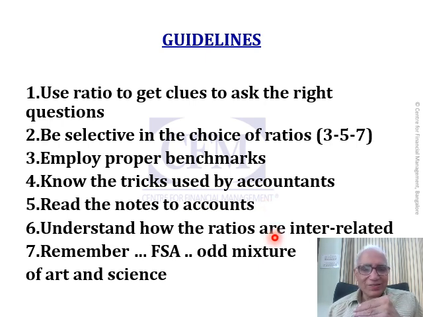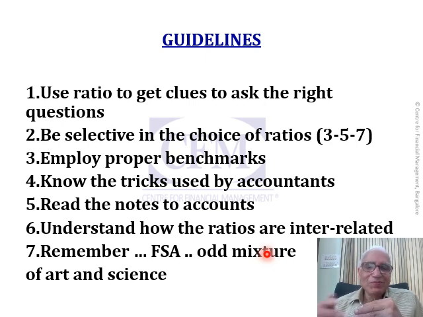6. Understand how the ratios are interrelated. We have seen that ratios are interrelated. The most important equation in financial statement analysis is the extended DuPont analysis, which says return on equity is the product of net profit margin, total asset turnover, and equity multiplier.